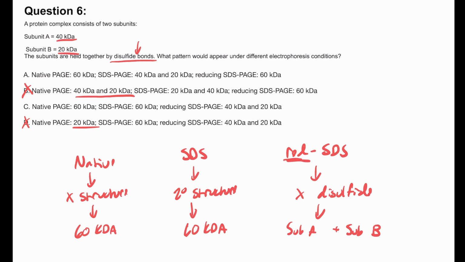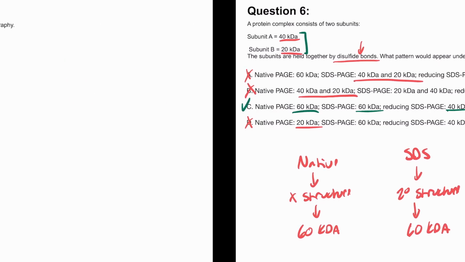So now let's move on. We know for an SDS-PAGE we're expecting 60 kilodaltons. So that knocks off answer choice A because that's not what it has. And then let's just double check that answer choice C has everything we're looking for. So we already went over this, and now for a reducing SDS-PAGE, we get two products, both equivalent in size to the subunits. So that's why answer choice C is correct.